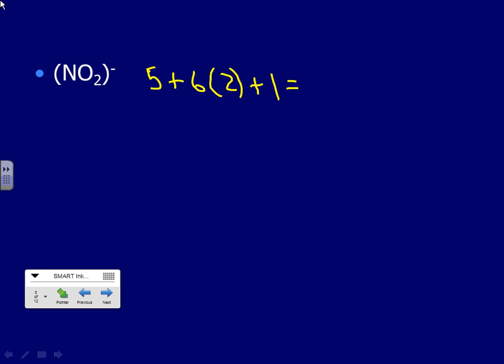Desperately gain another one from somewhere else. So they're very reactive. We don't want to deal with those yet. We'll talk about those in grade 12. So what do I have here for a total? 12, 13, 18? 18 electrons.